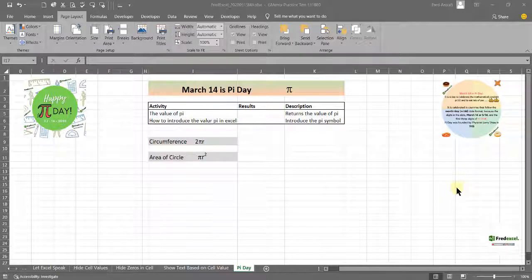Today is March 14th, and March 14th is Pi Day. Today we are going to look at the mathematical formula, that's the pi, and note that pi is a mathematical formula and can be used to find the circumference and also the area of a circle.